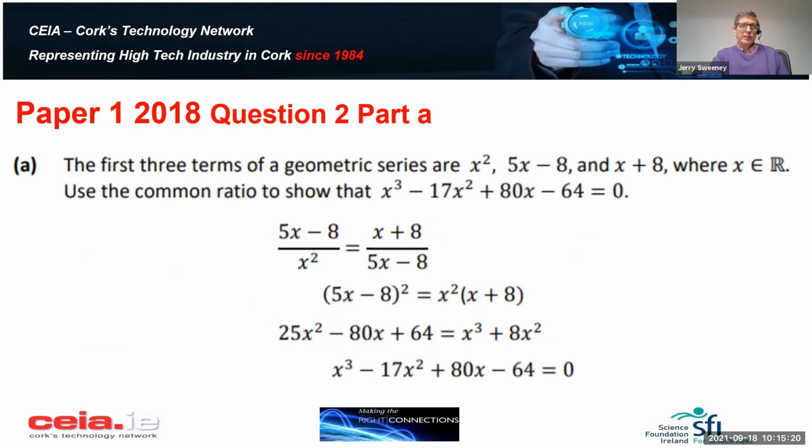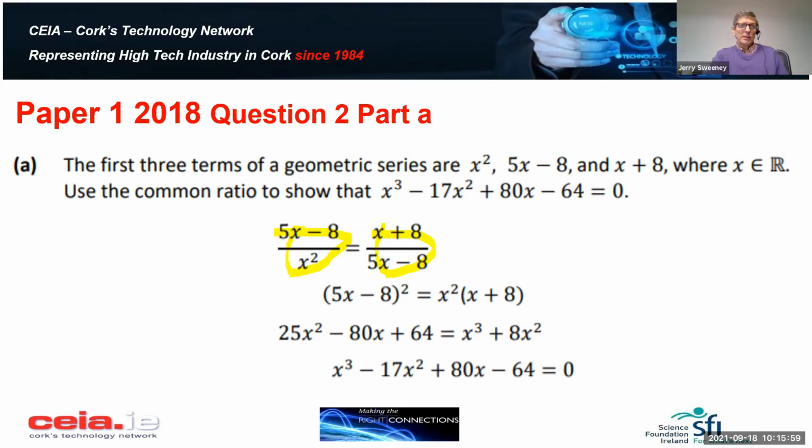So we're given the three first terms of the series, but we're given them in the form of an unknown value of x. So we have to find out what the value of x is. We're told it's a geometric series, so we know that the ratio of the first two terms is the same as the ratio of the second two terms. So we can take the second term divided by the first term and the third term divided by the second term, and we can create an equation out of those. They must be the same.